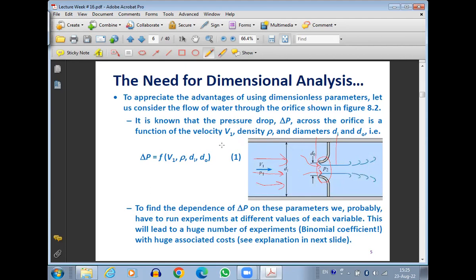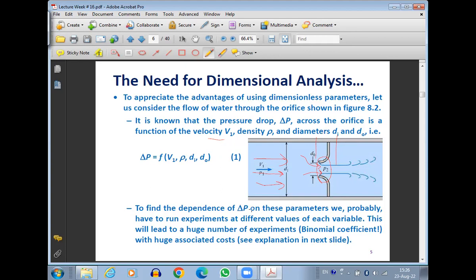This pressure drop is a function of the velocity, depending upon what the velocity of the flow was, and the density, meaning what fluid was used for the flow, and the diameters, meaning what the main diameter of the pipe was, and what the diameter of the orifice is. These are the parameters on which the pressure drop depends. If one of the parameters changes, the pressure drop is going to change.